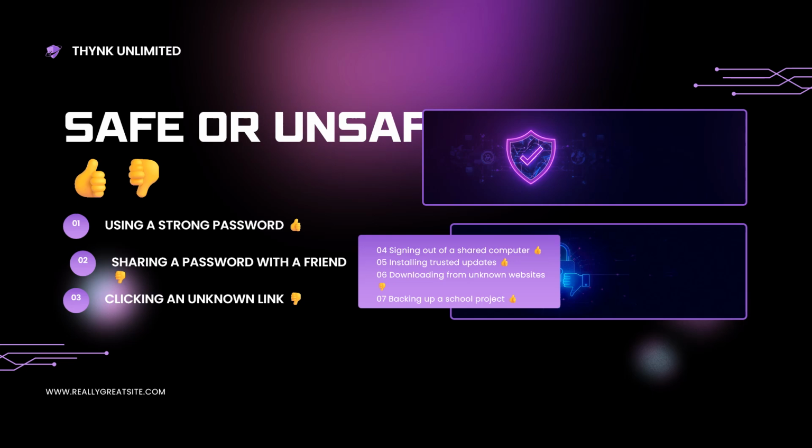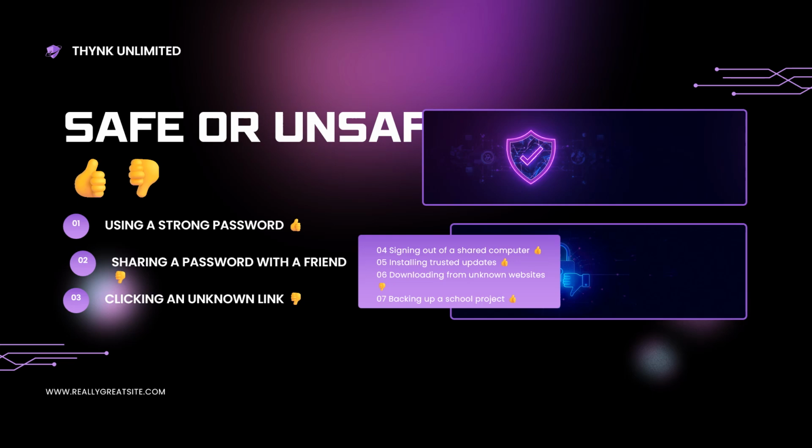Number 2, giving your password to a classmate. Very good. Unsafe. Number 3, clicking a link from a known sender. Correct. Unsafe. Number 4, signing out after using a shared computer. Safe.